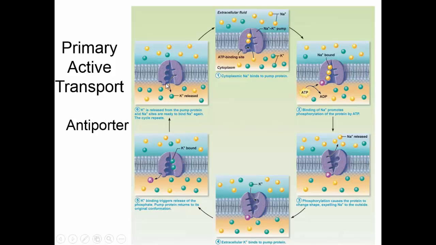We go back to what we had before. We can pick up sodiums, pump them out, pick up potassiums, pump them in. Antiporter, one out, one in. This is a primary active transport.